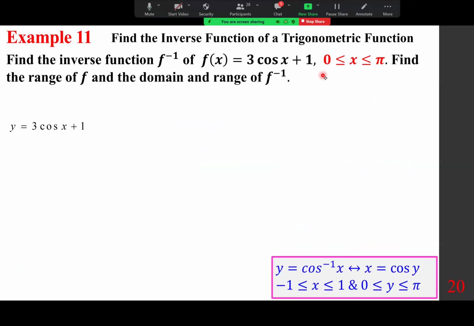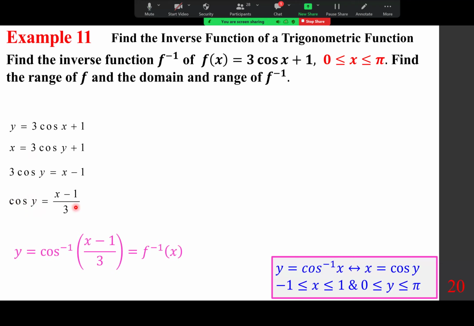F of x is 3 cosine x plus 1, and the domain is given. So we are going to change f of x to y. That's the first thing we do. We interchange x and y. So we move the 1 becomes x minus 1. We divide by 3. And now that we are here, then we can say that y is cosine inverse of this expression. And we call it f inverse.